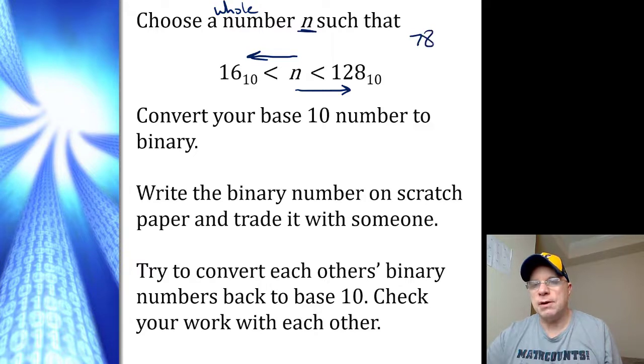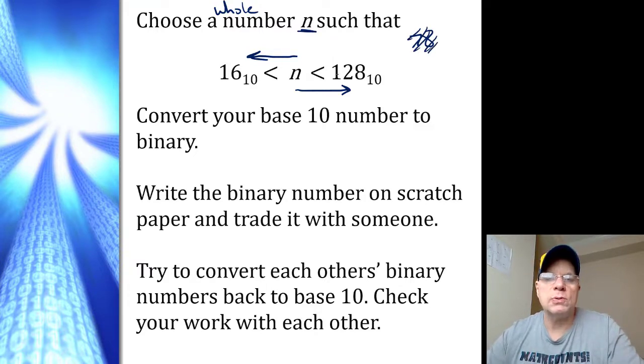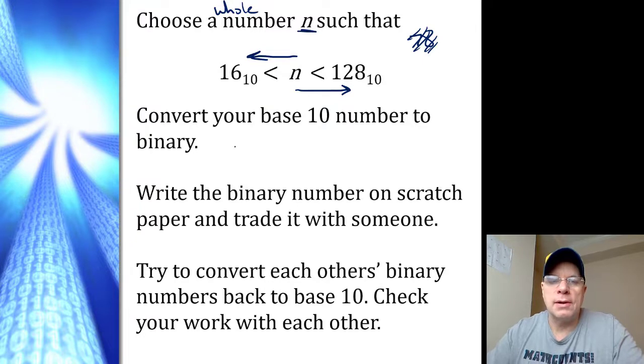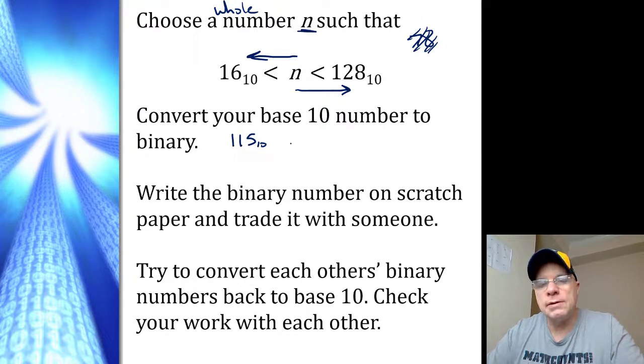Like we had 78 on a previous slide, although you wouldn't want to do 78 because we already did that. Pick something bigger than 16 and smaller than 128. Once you pick that base 10 number, like let's say you choose 115 in base 10, try to convert it to binary. Figure out what it is in binary.